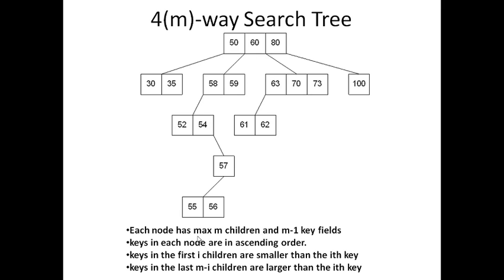So that's what is being mentioned here. Each node has a maximum of m children and m-1 key fields. The keys in each node are in ascending order. Keys in the first children are smaller than the parent key, whereas keys in the last children are larger than the value.